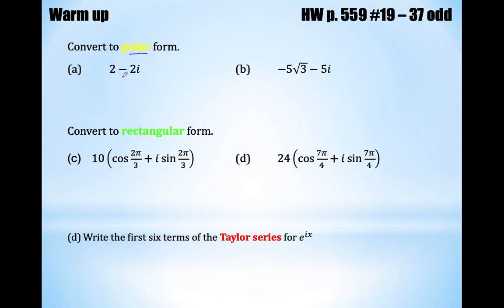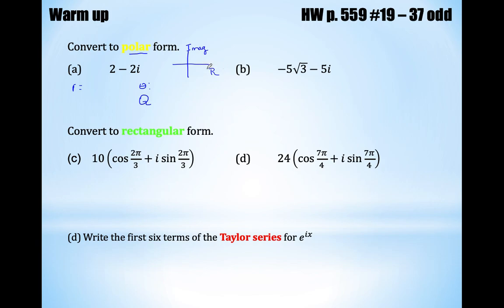So notice we call this rectangular or standard form. To convert this, we need r and we need theta. And we have to be careful with theta as to what quadrant we're in. Right, so first think about this again on our real and imaginary axis, not called the Cartesian plane, remember, called the Argand plane.